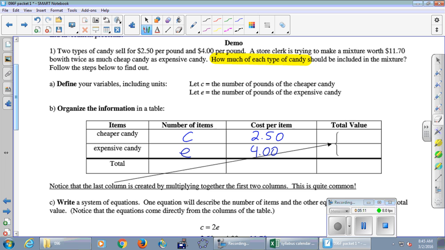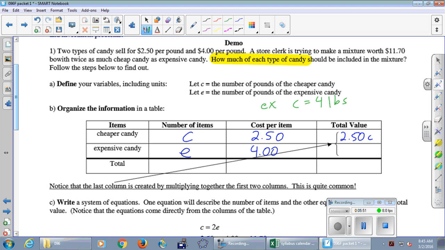So let's take a look at this last column here. And I will say this, suppose, just to pick a number, suppose that C is equal to 4 pounds. What would the total value of 4 pounds of the cheaper candy be? $10. How did we get that? 4 times the 250, right? That's how you'd figure out how much the cheaper candy is worth. So what I'm trying to put here is that same idea, but instead of 4 times 250, it's C times 250. So right over here, we're going to put 250C.